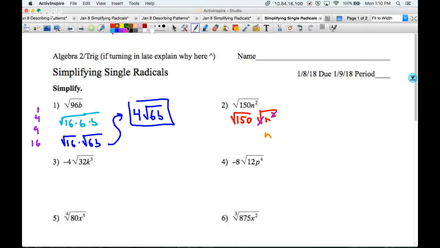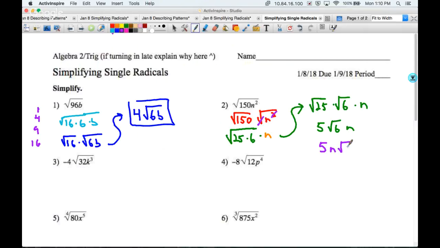So I can split this into the square root of 25 times 6 times n. Bring that over here. That's going to be the square root of 25 times the square root of 6 times n. Square root of 25 is 5, so 5 root 6n. And I'm just going to rearrange that so that my radical comes last. 5n root 6.